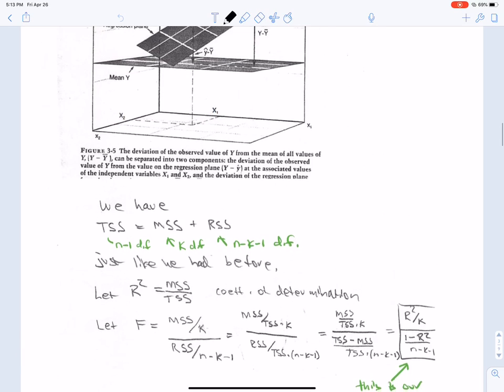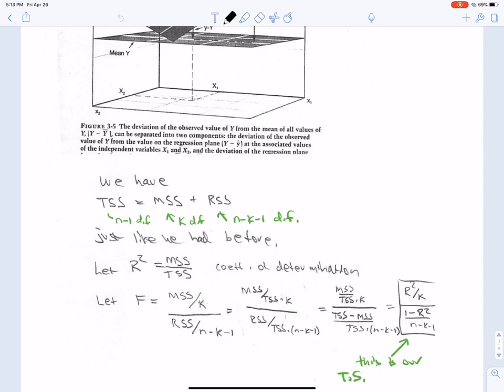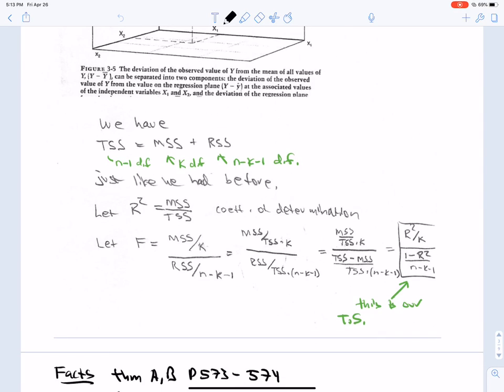So we have TSS equals MSS plus RSS, just as before. TSS has n minus 1 degrees of freedom as before, but the MSS now has k degrees of freedom, and the RSS has n minus k minus 1 degrees of freedom. R squared is MSS over TSS, the coefficient of determination. F with k and n minus k minus 1 degrees of freedom is this ratio here, which if you do some algebra, you can write in terms of R squared. And that is helpful to know.